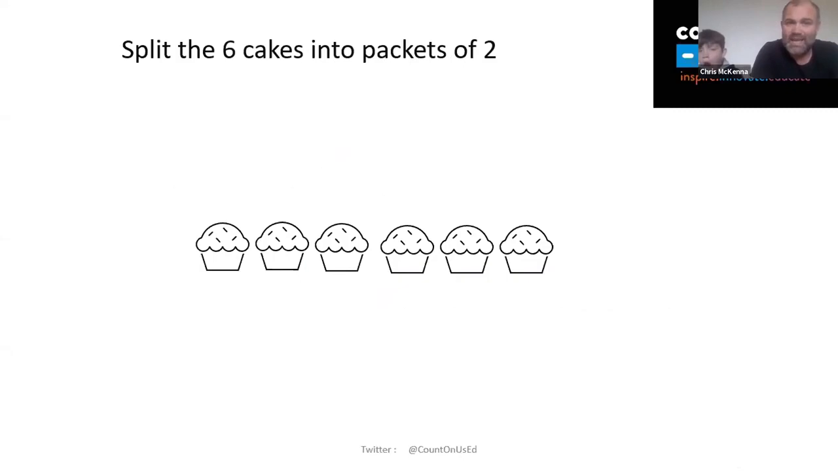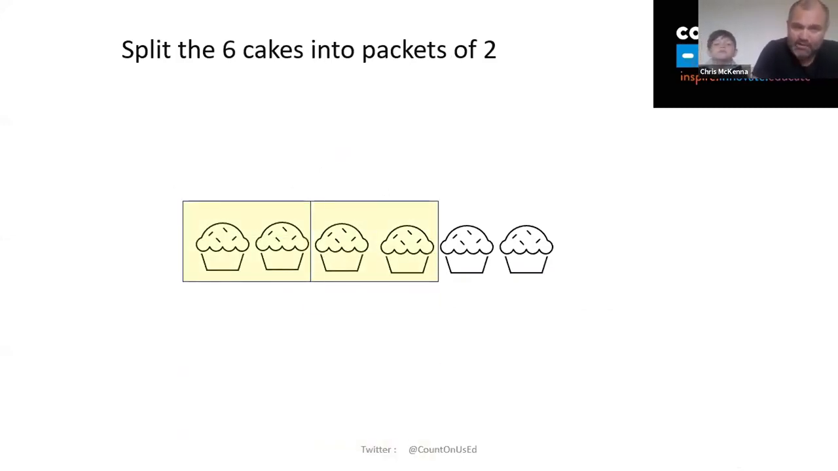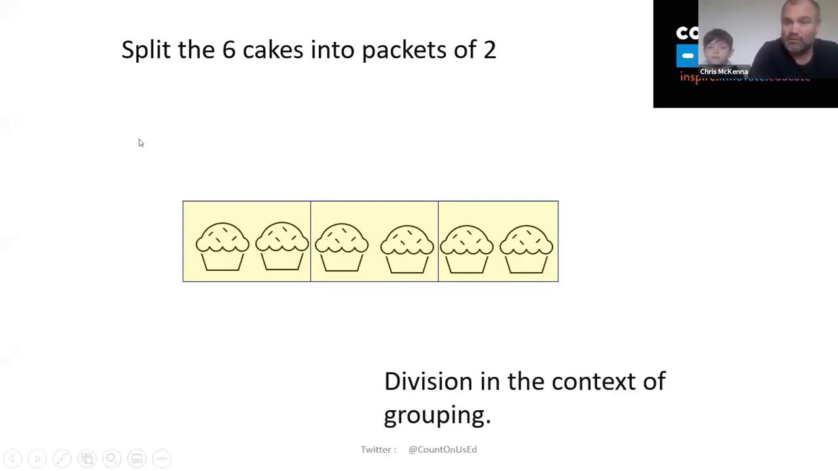What if we had 6 cakes and we were going to put them into packets of 2 to give out to family or friends? So imagine you had 6 cakes and you're going to split them into packets of 2. What would you do here? Think about it. Well, there's 1 pack of 2, another pack of 2, and 3 packs of 2. So this time we've got 6 cakes, but we're splitting them into packs or groups of 2. So here we're thinking of division in the context of grouping.